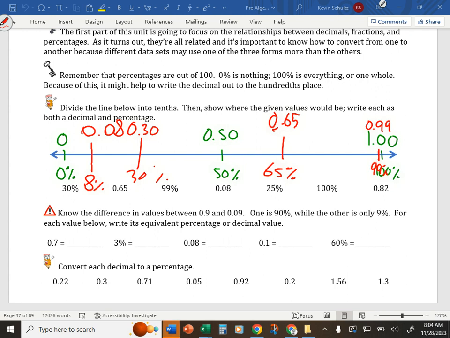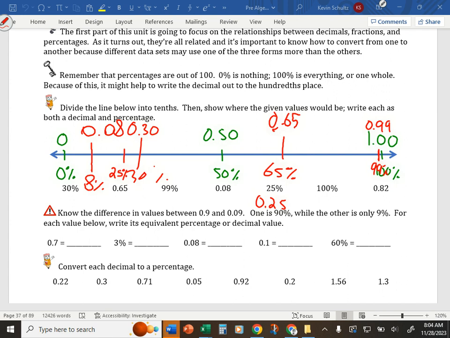0.08 is 8%. Sometimes there's the misconception that this might be 80%, but the position of the zero matters, right? 0.08 would be like 8 cents, 8 pennies, 8%. Then 25%, I'll just kind of go through the rest of these here. 25% should be about here, a little bit less than 30%. What's the decimal value of 25%? Everybody? 0.25. 100%, we did that one.